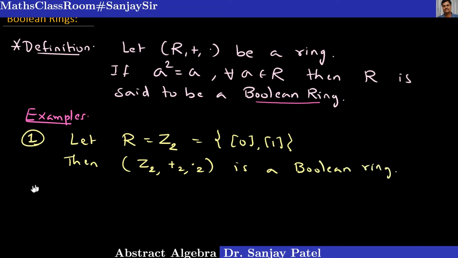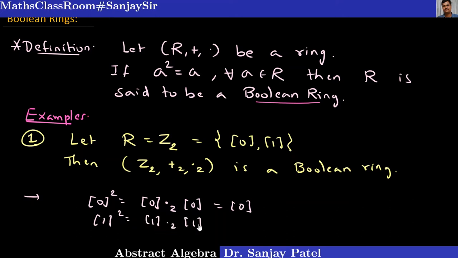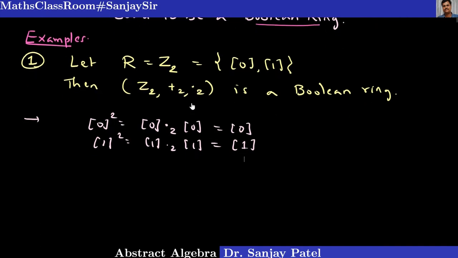Because we know that in this ring there are only 2 elements, say 0 and 1. So 0 square, that is class 0 dot 2 class 0, is equal to 0, and 1 square, that is 1 into 1 with respect to multiplication modulo 2, is again 1. So this is an example of a Boolean ring. We know that it is a ring, so nothing to prove.